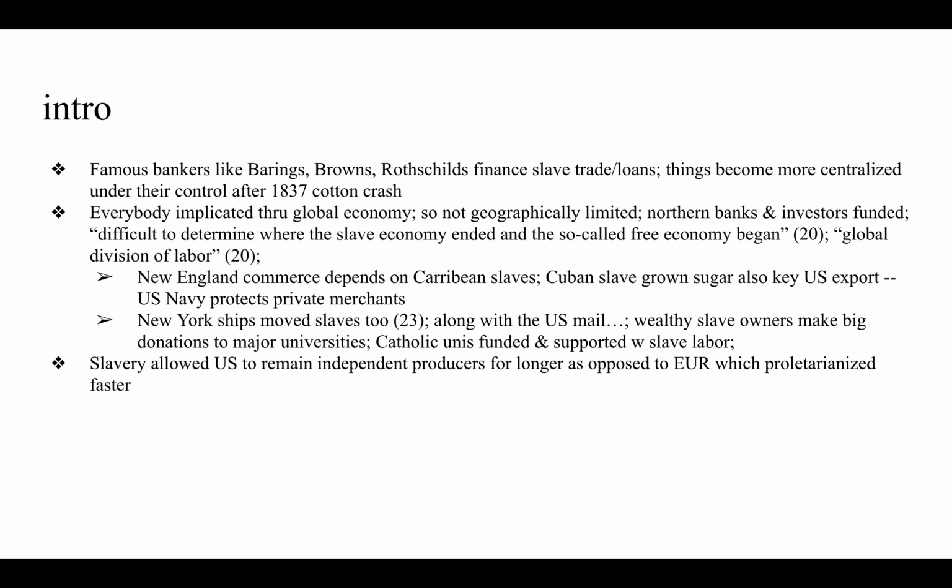allowed U.S. workers, I would say, to remain independent producers for longer, as opposed to Europe, which proletarianized much faster. Okay.